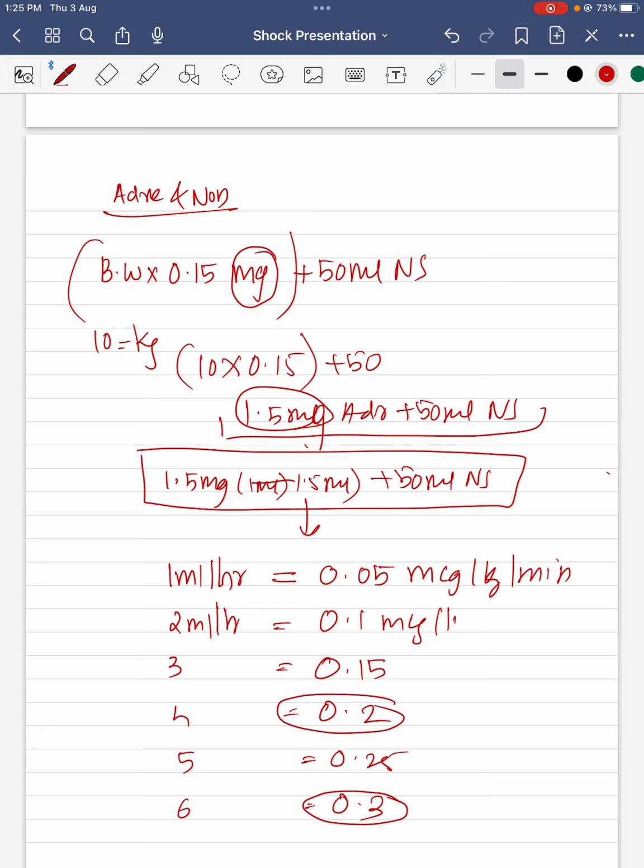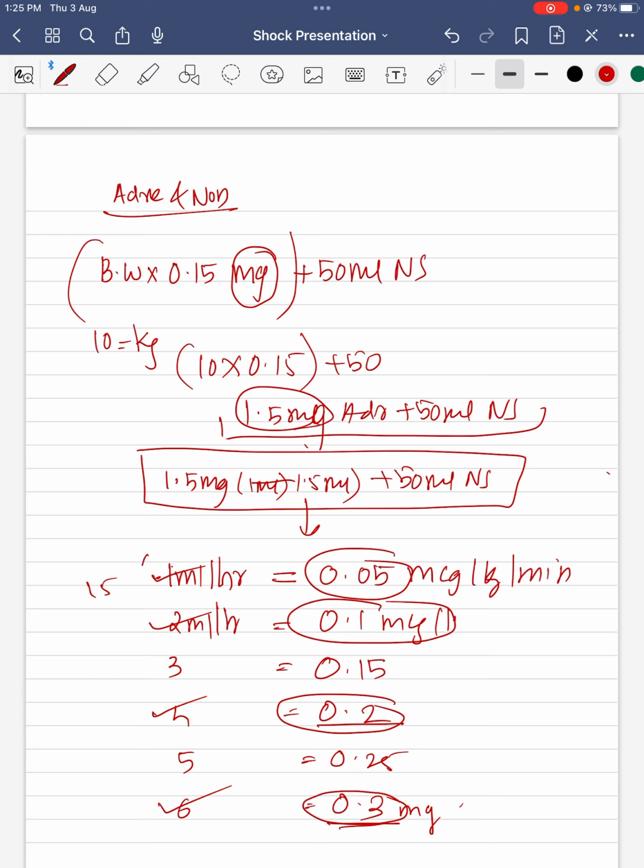0.3, 0.2, start with 0.5, then increase to 0.5, 1, 0.2, 0.3. So you keep it at 1 ml per hour. Then after 15 minutes, you tell the sister to change it to 2 ml per hour, or you can also change that and then change to 4 ml per hour, which means 0.2.